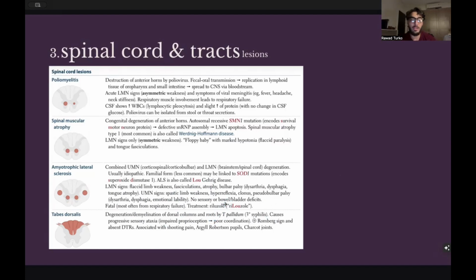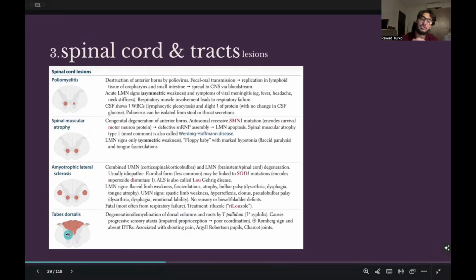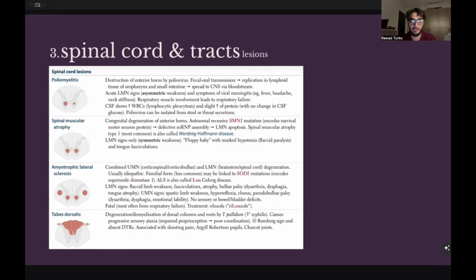Riluzole. All right, and we have tabes dorsalis, which is one of the manifestations of tertiary syphilis, which is caused by Treponema pallidum. All right, and this, as you can see here, targets just the dorsal column and the dorsal ganglia or the dorsal roots specifically.